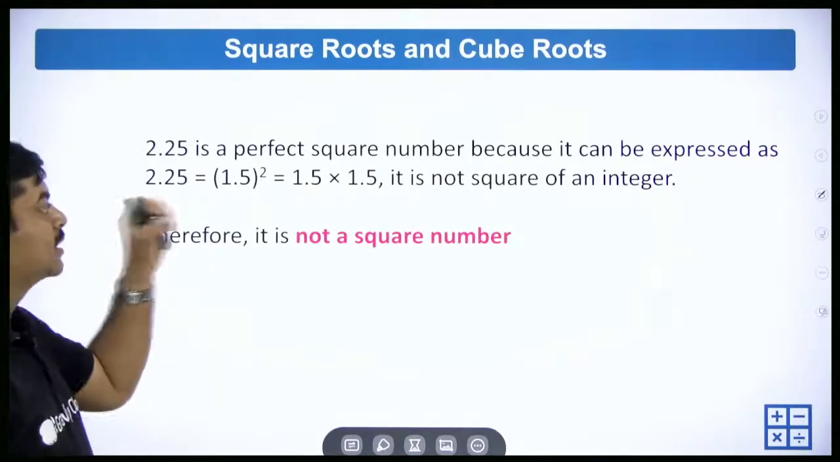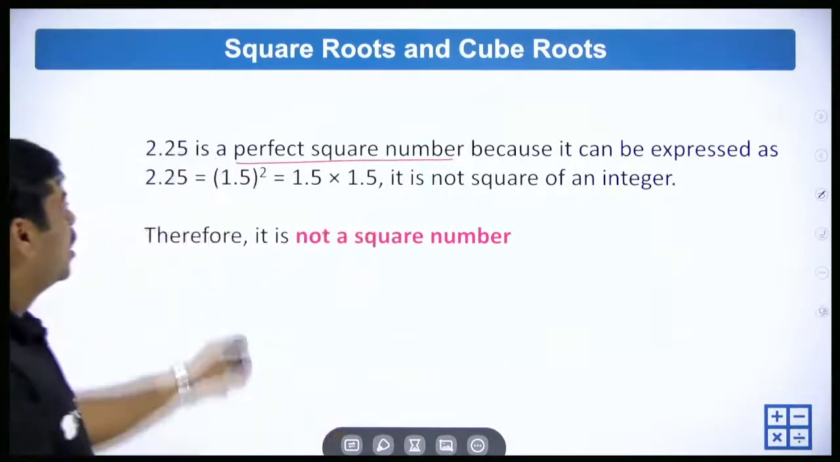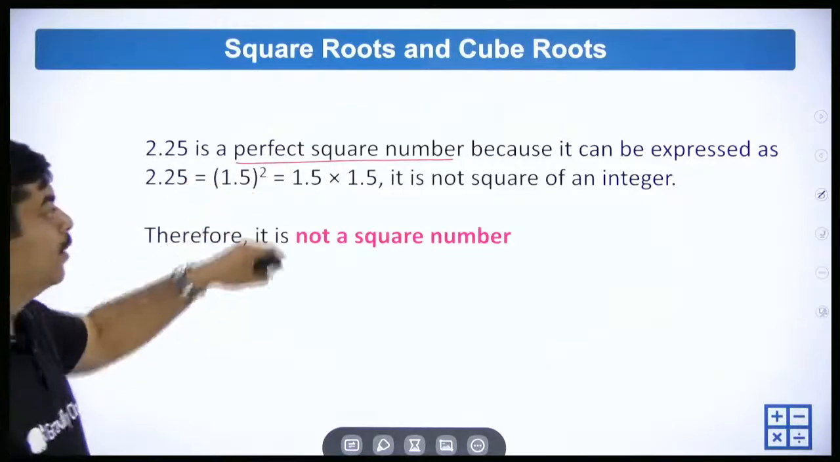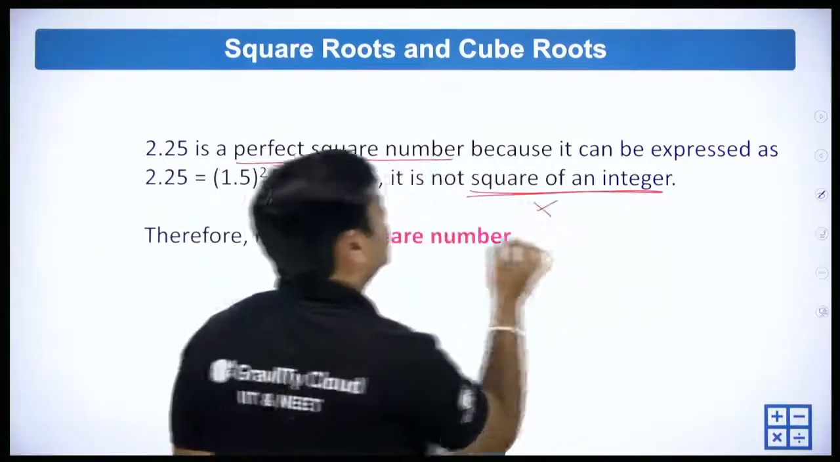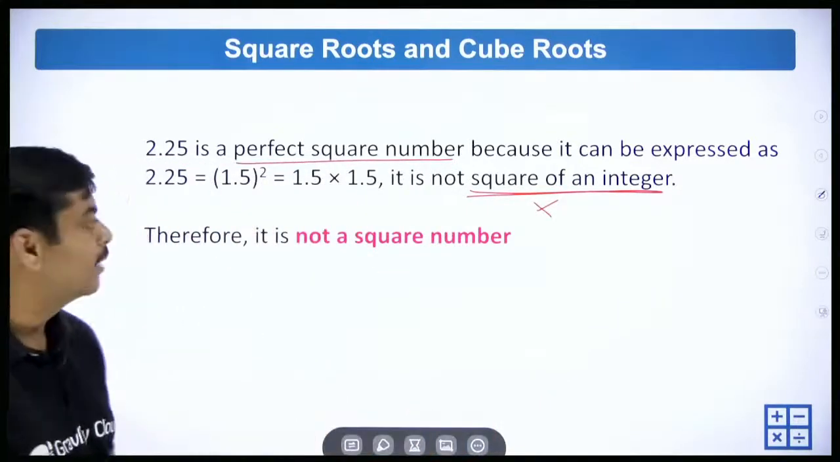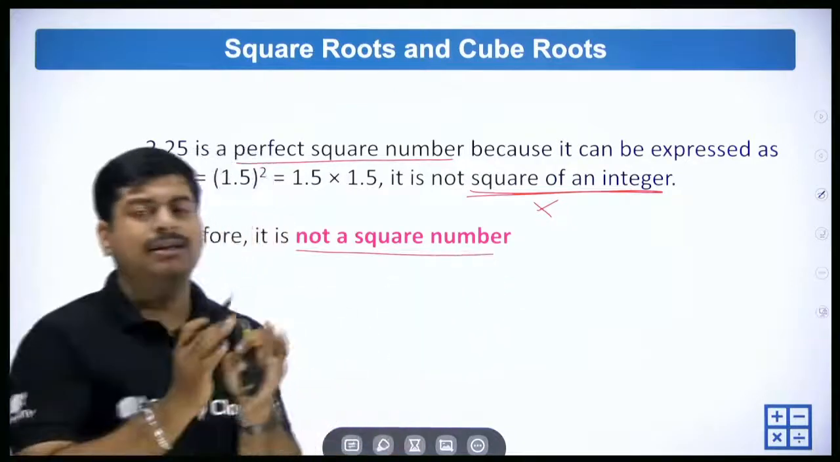2.25 is a perfect square number. It's a perfect square number because it can be expressed as 1.5 into 1.5. It is not a square of an integer. Therefore, it is not a square number. Understand, there is a difference between them.